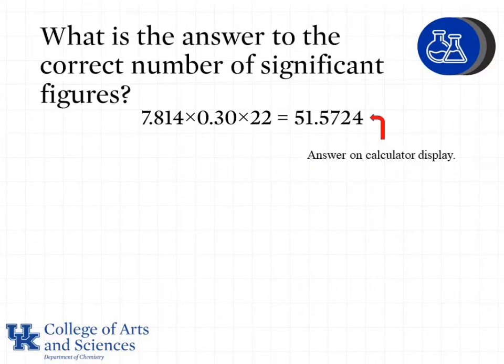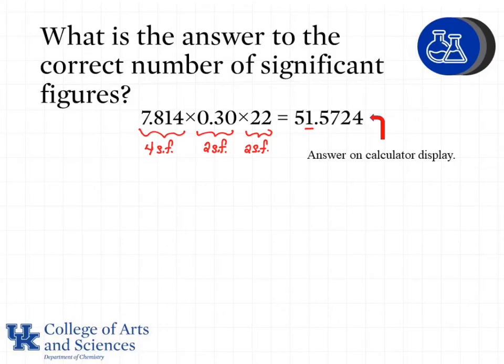Now an example for you to try. What is the answer to the correct number of significant figures for the problem shown? The value from the calculator display is given on the page. Notice here in 7.814 we have 4 significant figures. 0.30 has two significant figures because the 0 at the beginning is simply a placeholder 0. And the 22 has two significant figures. Therefore, our answer must also have two significant figures.